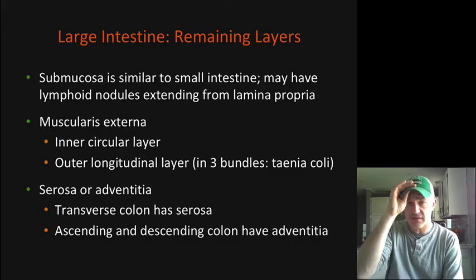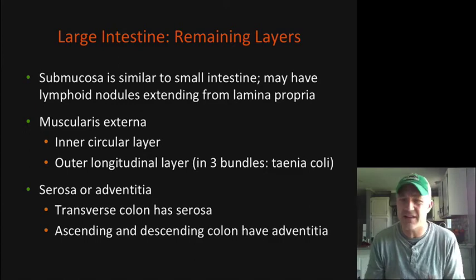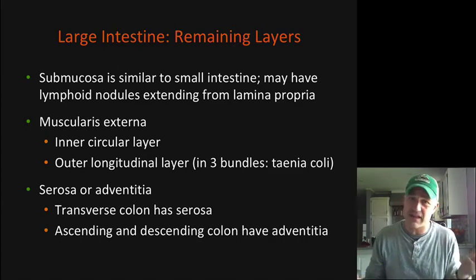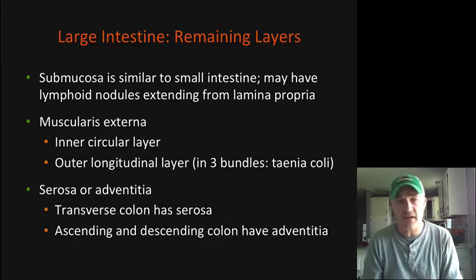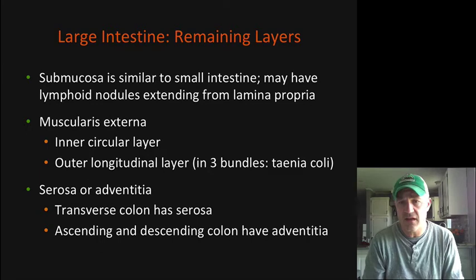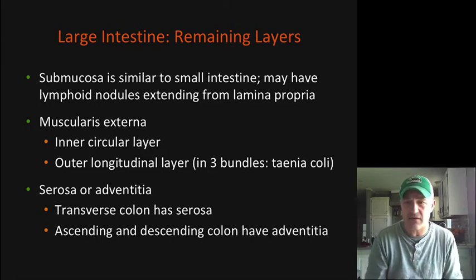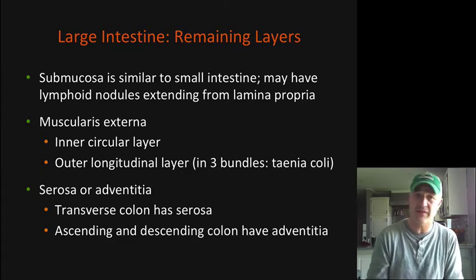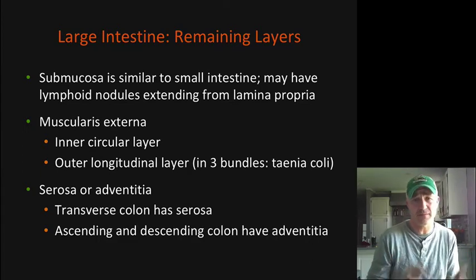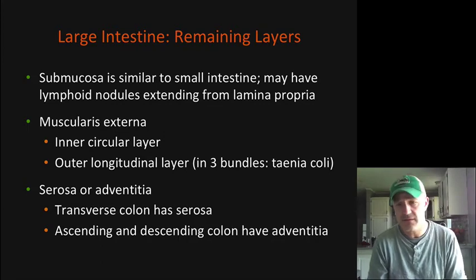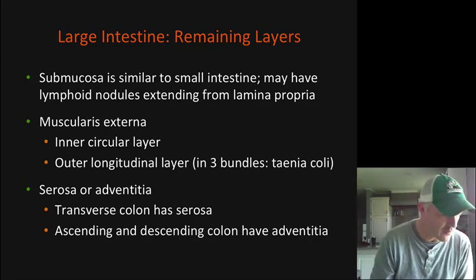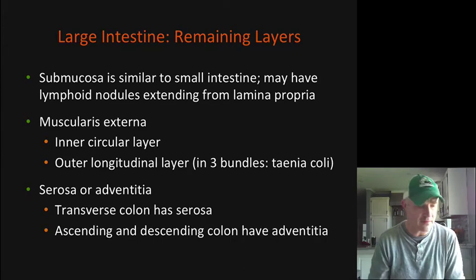Like I said, the submucosa has some lymph nodes in it. Outside of that, nothing particularly distinct, very similar to the small intestine. No special glands or anything in there. The muscularis externa has those two layers again, with slightly different bundles in the center line called the taenia coli. Again, not anything I'm going to have you identify, but it's pretty standard. And then again, depending on where we're at, it's adventitia or serosa.